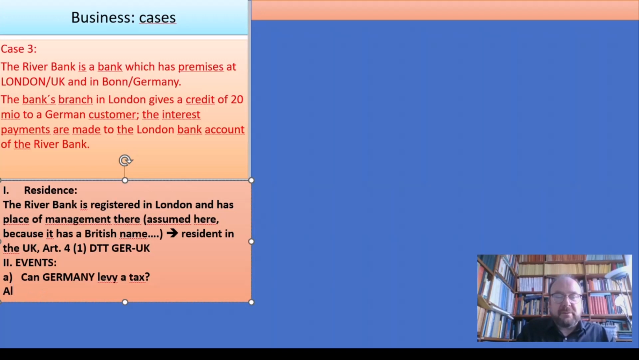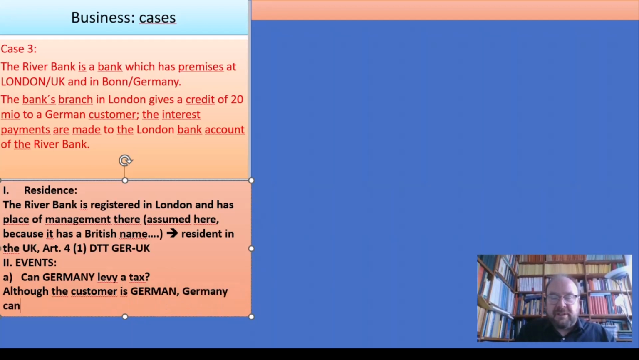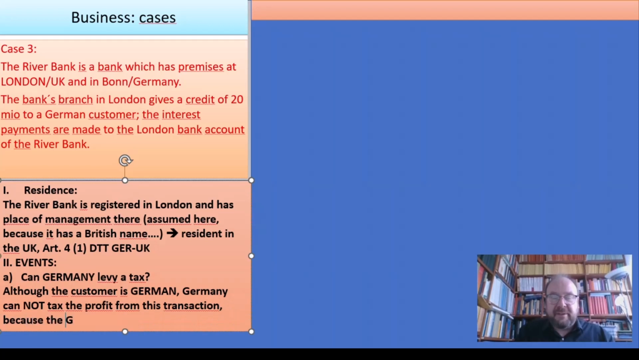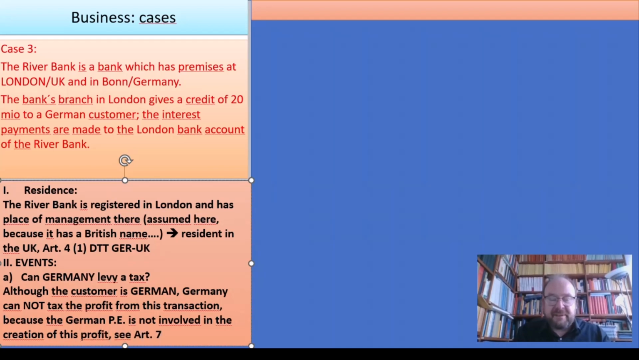So although the customer is German, Germany cannot tax the profit from this transaction because the German permanent establishment is not involved in the creation of this profit. See Article 7.1 and 7.2 of the Double Taxation Treaty between Germany and UK.